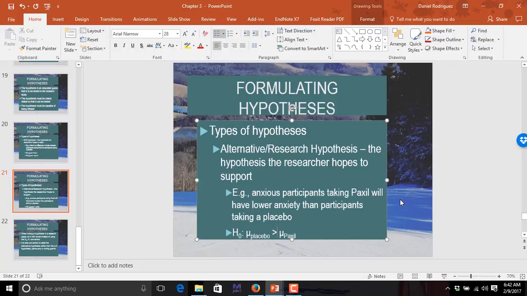Anxious participants taking Paxil will have lower anxiety than participants taking the placebo, right? Because that's what we're hoping to find. You notice that we're specifying a very, very specific direction here for this result, because this is what we're hoping to happen. We're hoping that after taking Paxil, our population will have changed. Our participants will have been changed by the drug so much that they belong to a different population, individuals with lower anxiety.